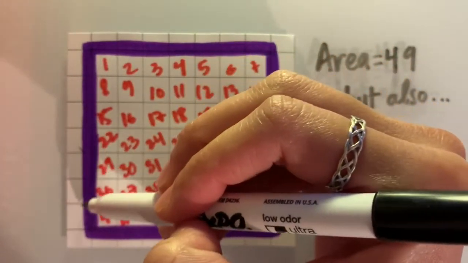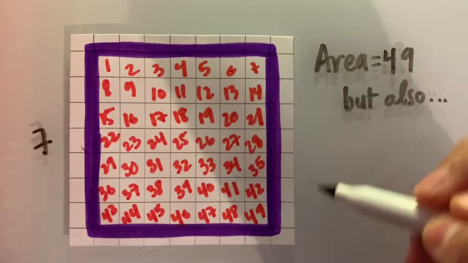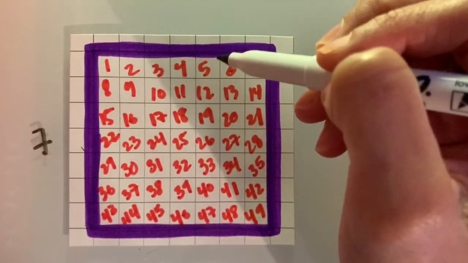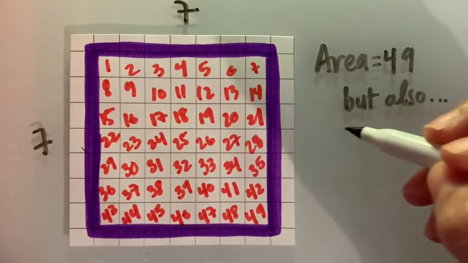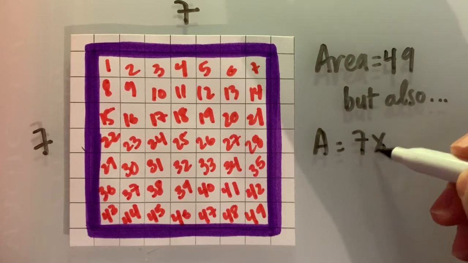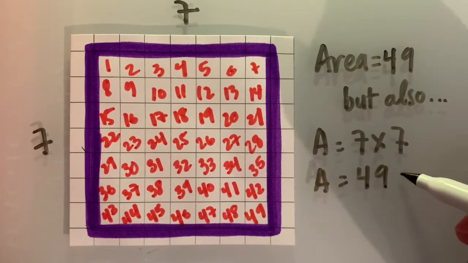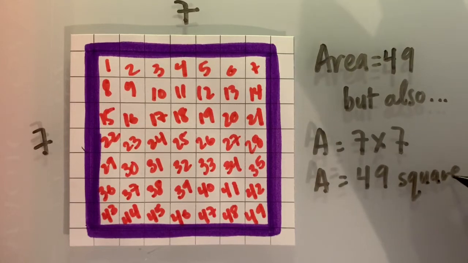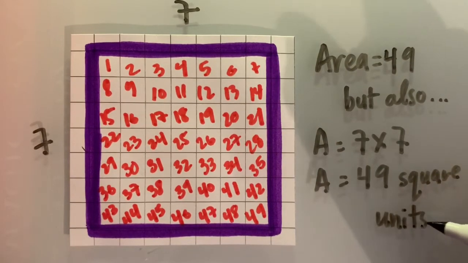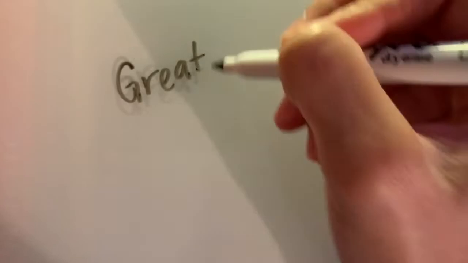So there are 7 rows and 7 in each column. So this is actually a square, isn't it? So our area is 7 times 7, which is 49 square units. So we find that our area is 49 square units.